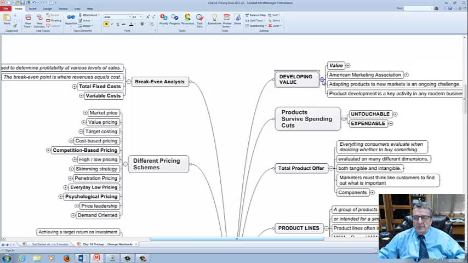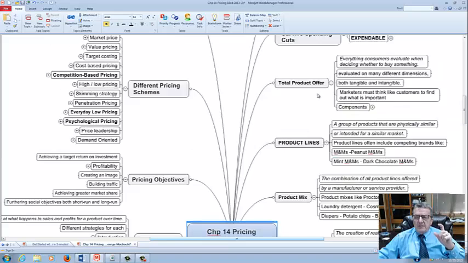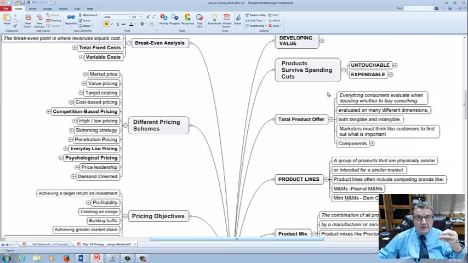All right, so developing the value. So remember, when you're looking at a product and pricing, you have to see what value it has to the consumer. Not what you think the value is, but what is the actual value, the consumer's perception, for your product or service?